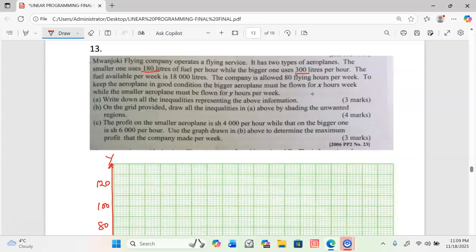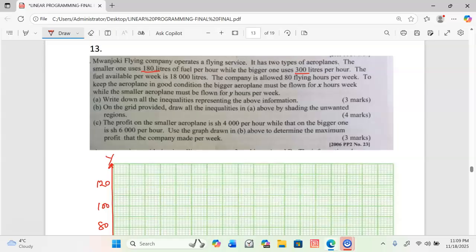To keep the aeroplane in good condition, the bigger aeroplane must be flown for X hours a week, while the smaller aeroplane must be flown Y hours per week. A. Write down all the inequalities representing the above information.